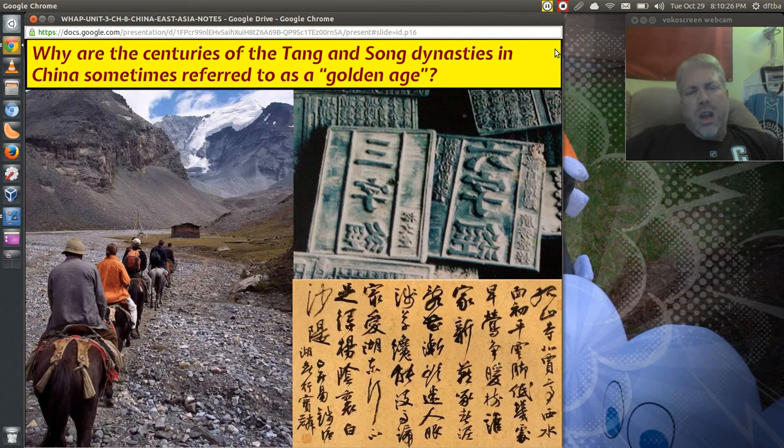So why are the centuries of the Tang and Song dynasties referred to as a golden age? Well, you see a little bit of that there. The trade that you can see happening on the left on horseback there. The writing system and printing press that's developed. There are great strides made in art and learning and also writing during this time period.